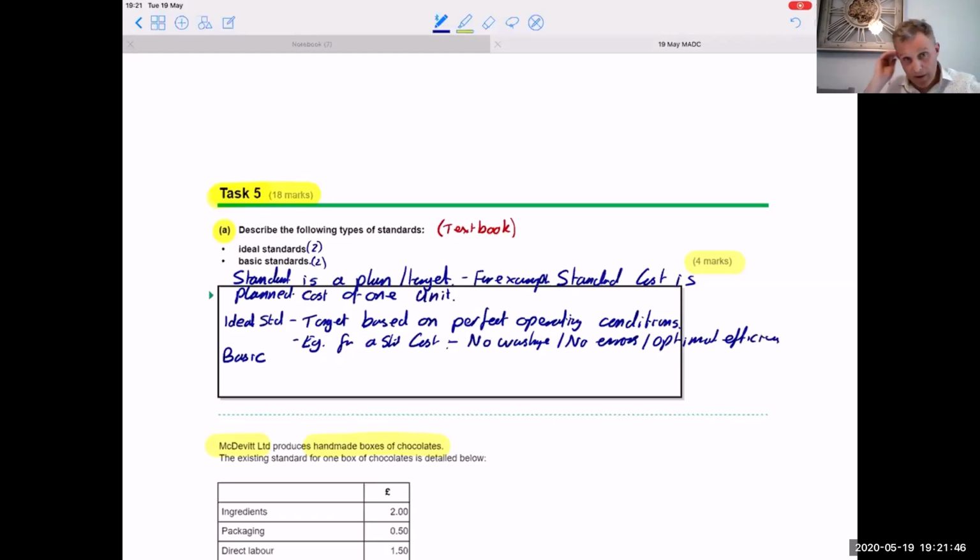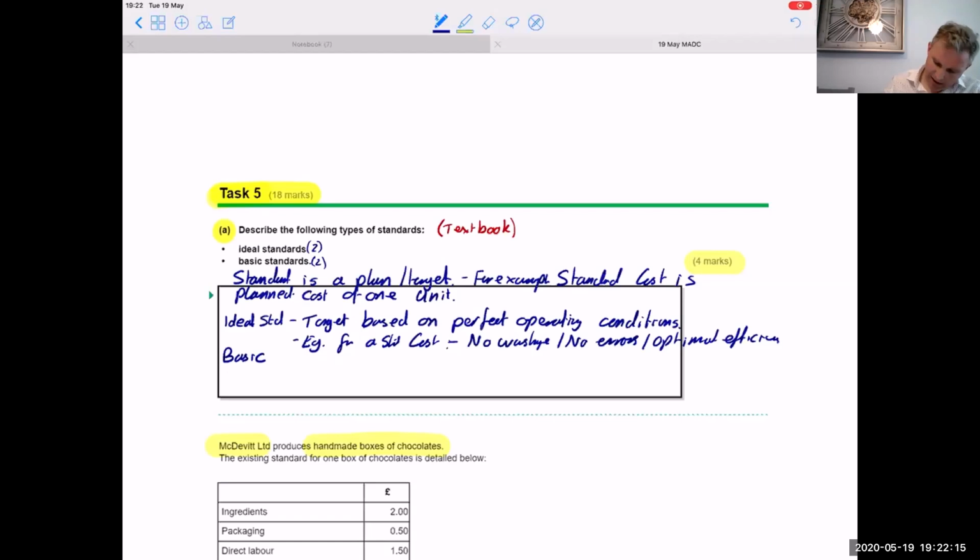Okay, so ideal standard, we are aiming for perfection. We are aiming for our production to be perfect, everything to be right first time, nothing to fail, our purchasing decisions to be amazing, no wastage, no damage, no poor goods, no rejects, everything perfect. And instantly we should be thinking, well, are we ever going to have the perfect operating conditions? Because perfect operating conditions are the ideal world.